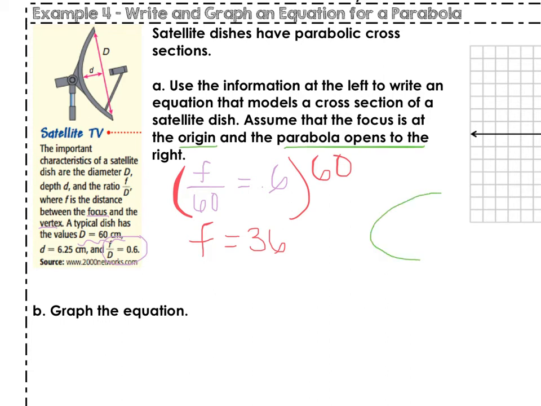Okay, so I'm going to do a little visualization here. So here's my parabola. The focus is a coordinate inside of my parabola, and this is the origin, okay? And the distance between the focus and the vertex is a distance of 36 units, okay? And so 36 units means I actually have to go backwards to the left, which is why the vertex is going to be located at negative 36, 0. Notice in horizontal parabolas that the focus and the vertex actually have the same y-coordinate.